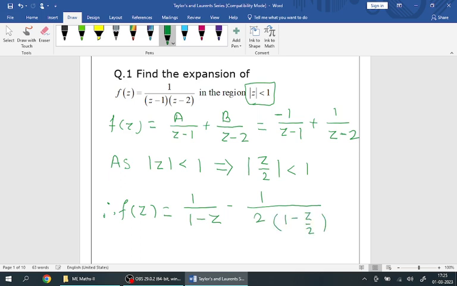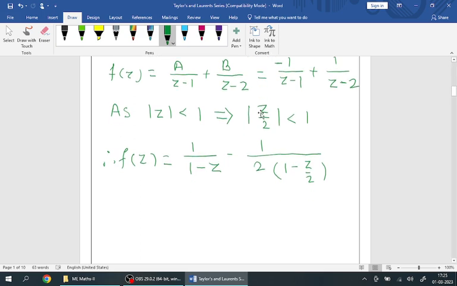So that is the important step. Now what is the important thing that you will observe in this equation? This is in the form of 1 upon 1 minus r, where mod r is less than 1. Here z by 2 is r, but mod r is less than 1. Yes, now we can expand it with that formula and we get the final answer.